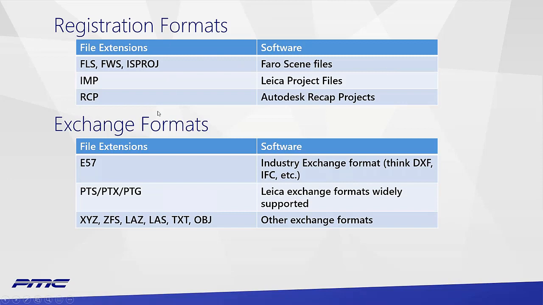There are then a lot of different exchange formats, and these are how you get data from one program to another. You might see these on a hard drive that a vendor like us would give you. These are meant to be universal, the most common being E57, that lets you exchange the data between different programs and different applications.